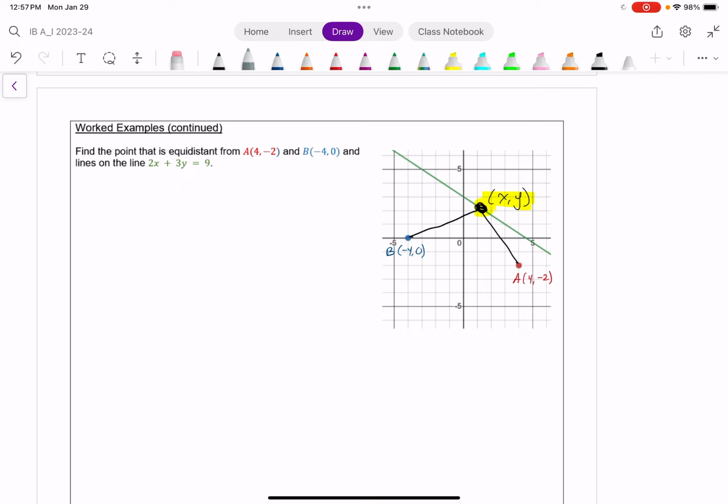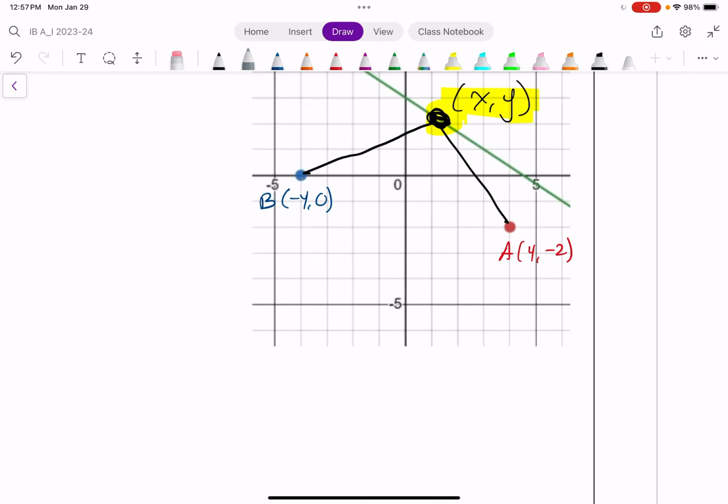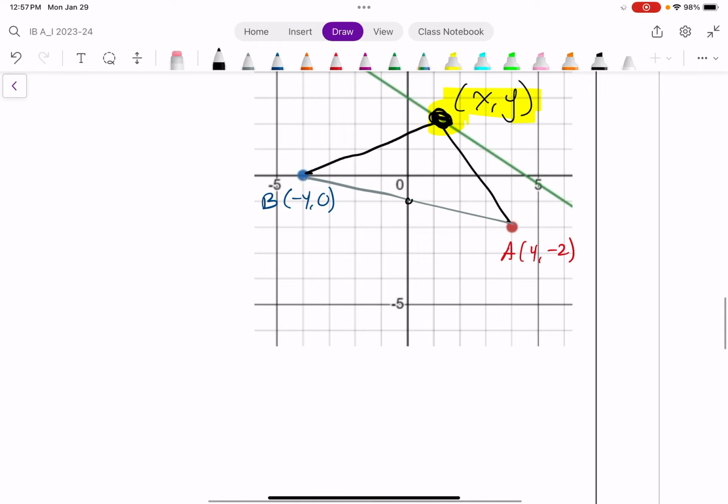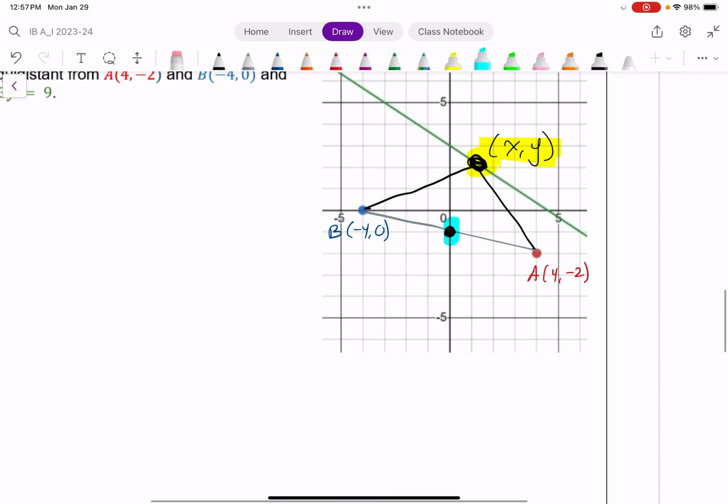First thing, let's imagine a line that connects A and B, the straight line between them, like we did before. And let's find the midpoint, which I can visualize. It seems to be right there. That seems to be my midpoint. Just to double check, the midpoint should be the average of my x's, or halfway between -4 and 4, which is 0, and halfway between my y's, halfway between 0 and -2 is -1. So that is my midpoint.